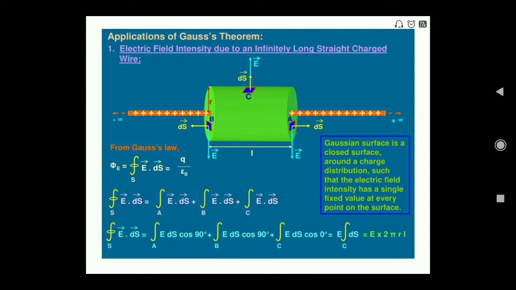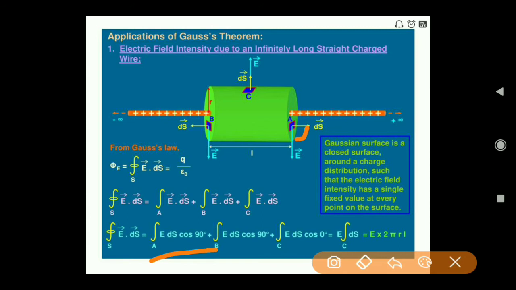So just see here the integration. For the first surface A, E dot ds cos 90. Why am I taking the cos theta? So if you see here for surface A, the angle between the electric field and the ds, how much is this angle? 90 degrees. That is why E ds cos theta, so theta is 90 degrees. So I am putting it here.